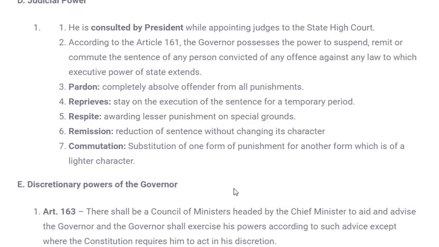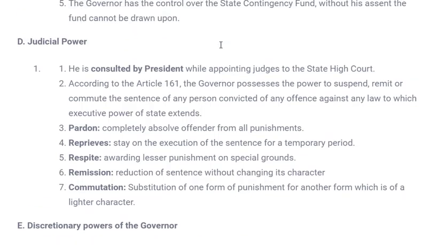Next is judicial power. So what are the judicial powers? Judicial power means the power of pardoning. It is generally the power of pardoning which was given to the president. The difference between the judicial power of a president and a governor is that the president acts at central level, whereas the governor acts at state level. The major difference is that the governor cannot pardon a death punishment. That means if anyone has got a death punishment, it cannot be pardoned by the governor.